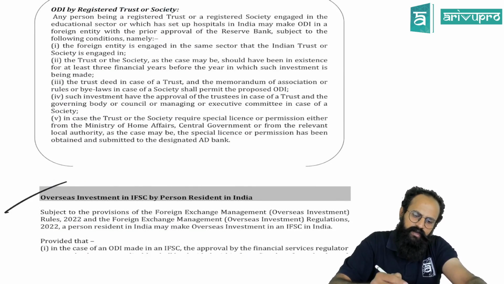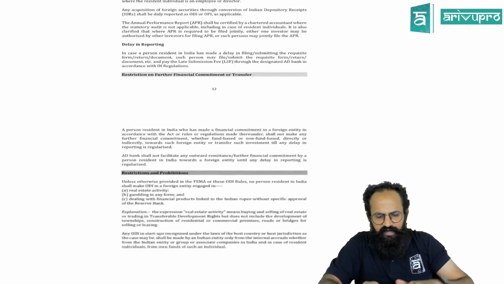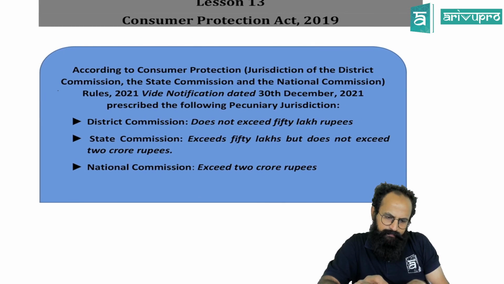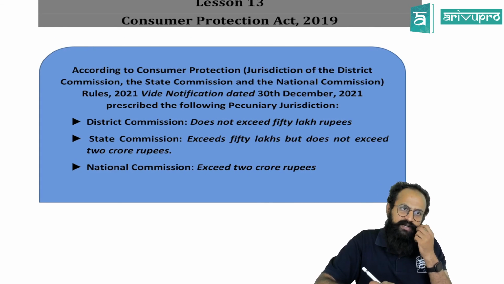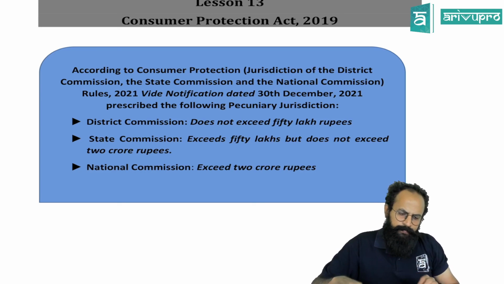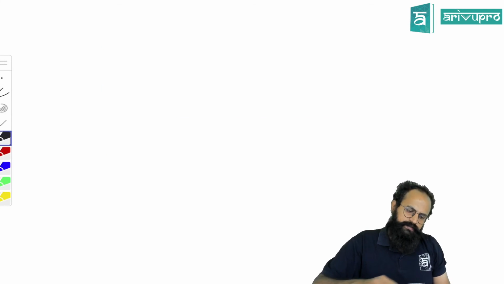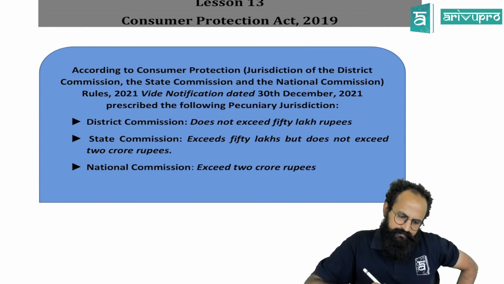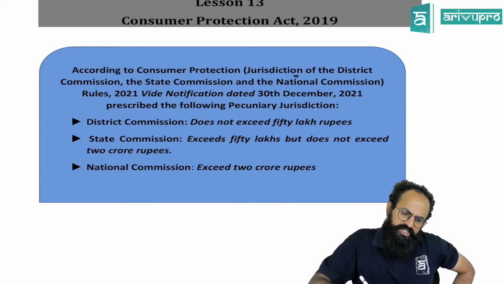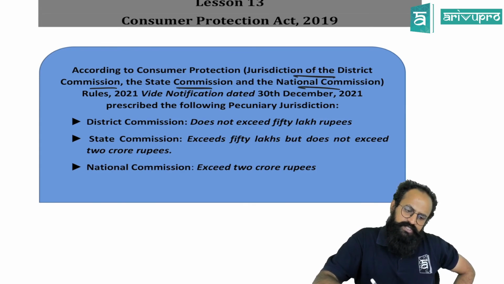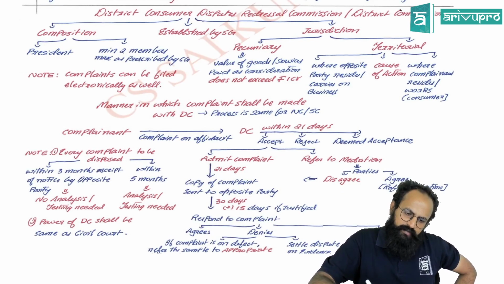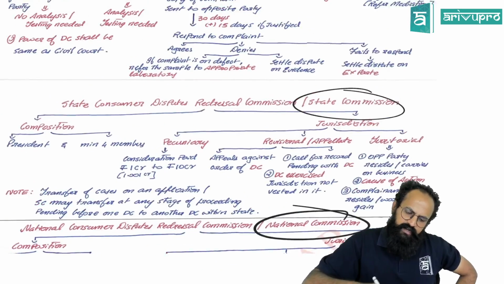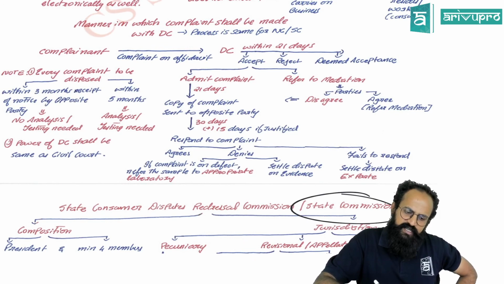Okay. That is your amendment, sir. And there's a last amendment, people. The last amendment is in the Consumer Protection Act 2019, people. According to the Consumer Protection Act, let us open what we wrote. According to the Consumer Protection Act, the jurisdiction of District Commission, State Commission, National Commission. Their pecuniary limits, people, we'll see.